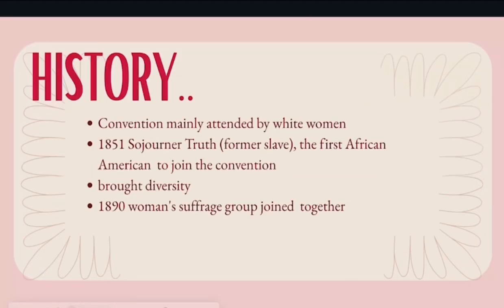The convention was originally mainly attended by white women, meaning there wasn't that much diversity in the members until in 1851, a former slave, Sojourner Truth, was the first African American to join the convention. She brought diversity and she helped expand the convention. And then later in 1890, a women's suffrage group joined together and also helped expand the convention even further.